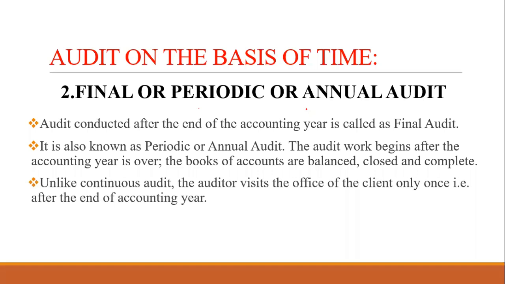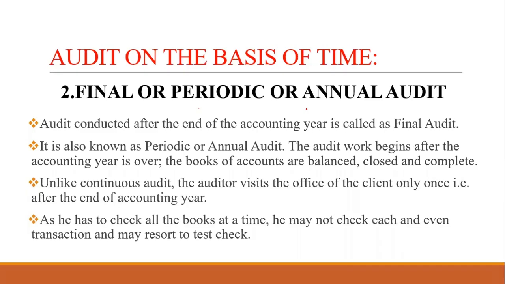Unlike continuous audit, the auditor visits the office of the client only once, at the end of the accounting year, and has to check all the books at that time. He may not check each and every transaction and may resort to test check. Test check means probability: out of 100, I will only check 30. That is known as test checking.